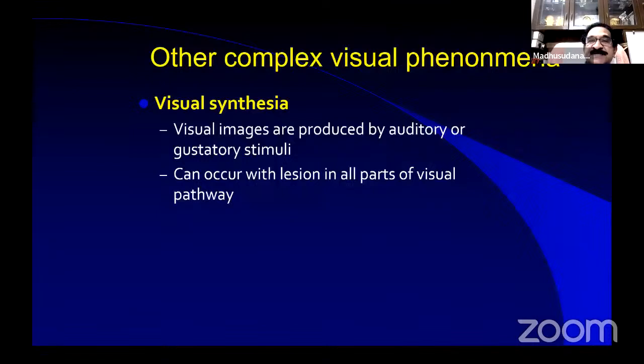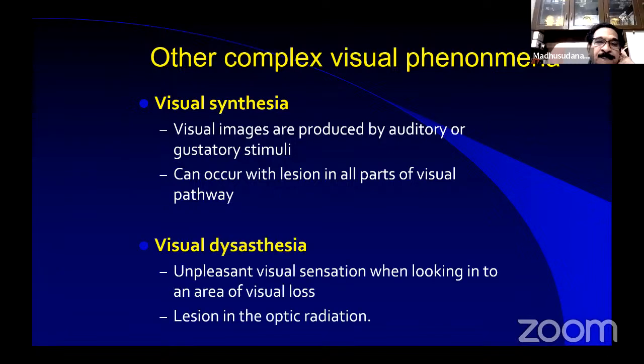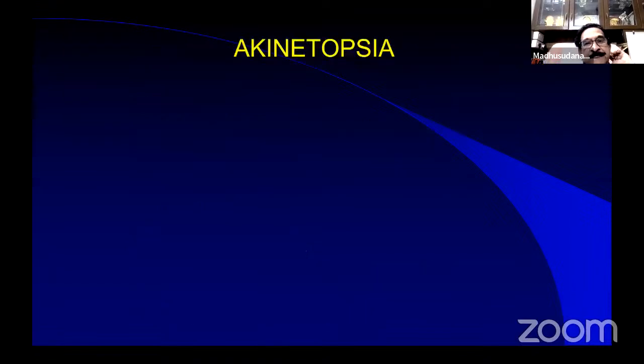Visual synesthesia is where visual images are produced by auditory or gustatory stimuli. It can occur with lesions in all parts of the visual pathway. That is, other stimuli produce a visual scene. Suppose you smell something; instead of the smell, some abnormality in the vision will occur, so you will see some visual images. Visual dysesthesia is an unpleasant visual sensation when looking into an area of visual loss. This is seen in lesions of the optic radiation.